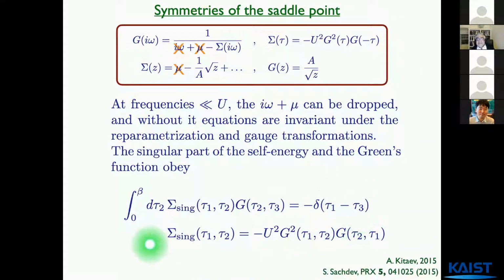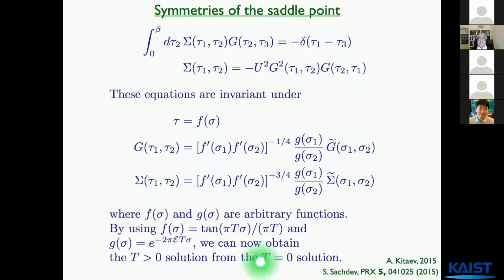Okay. And in these equations I think of the sigma and g as bilocal fields. They're not, of course, the solutions that we're interested in, which only depend on the difference of the times. But if I take them as general functions of two times, then these equations have a huge amount of symmetry. And that was pointed out by Kitaev.